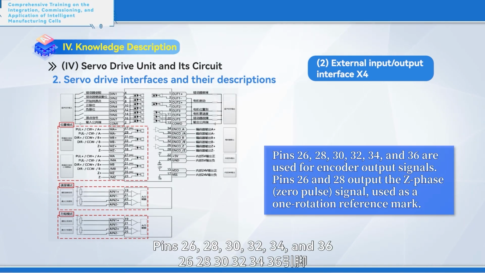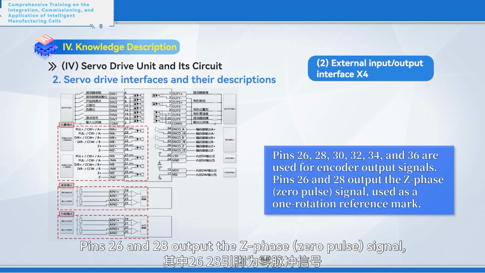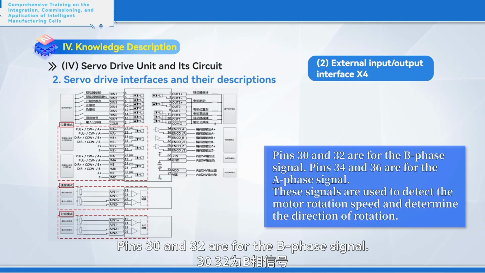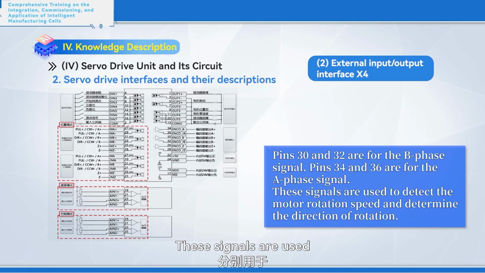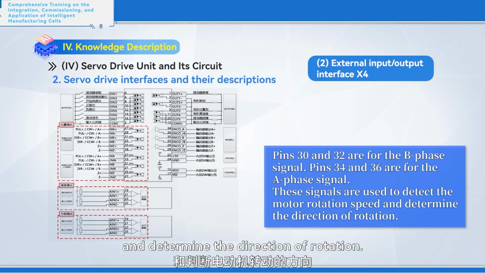Pins 26, 28, 30, 32, 34, and 36 are used for encoder output signals. Pins 26 and 28 output the Z phase pulse signal, used as a one rotation reference mark. Pins 30 and 32 are for the B phase signal. Pins 34 and 36 are for the A phase signal. These signals are used to detect the motor rotation speed and determine the direction of rotation.